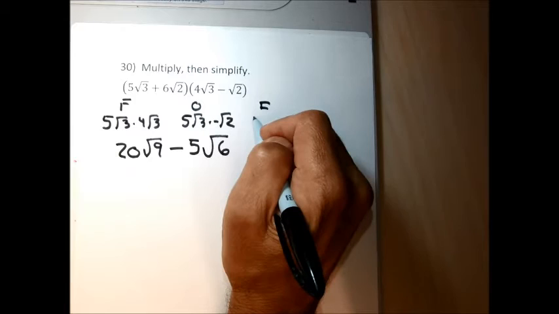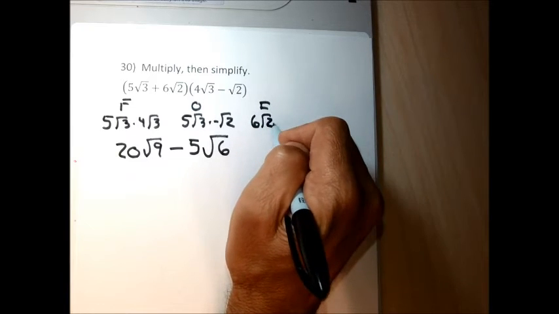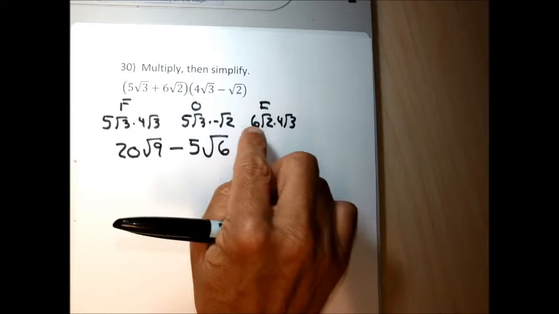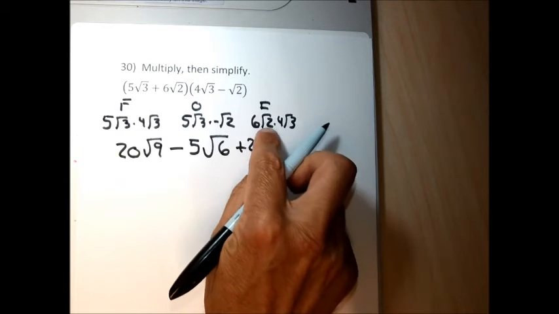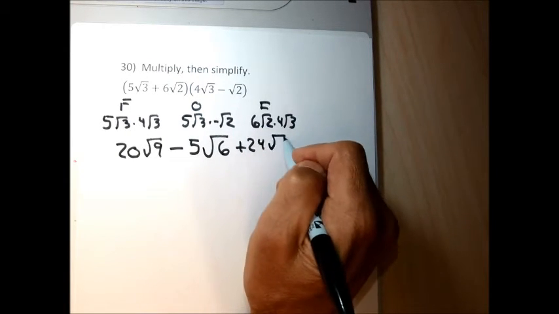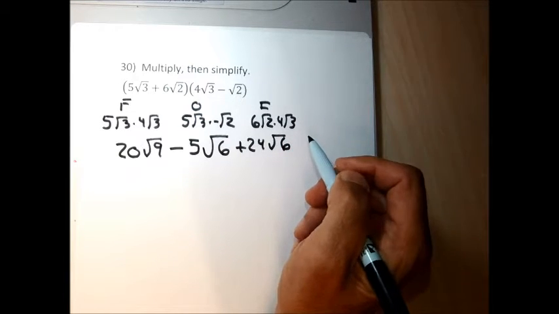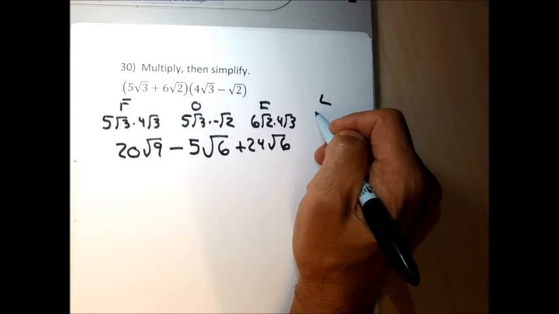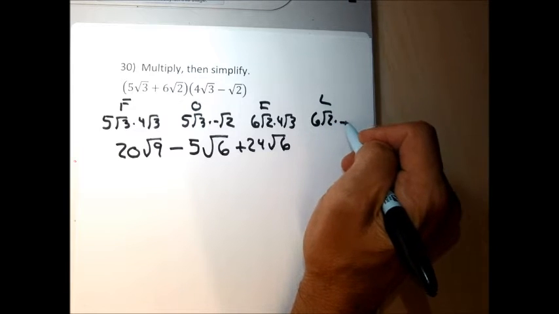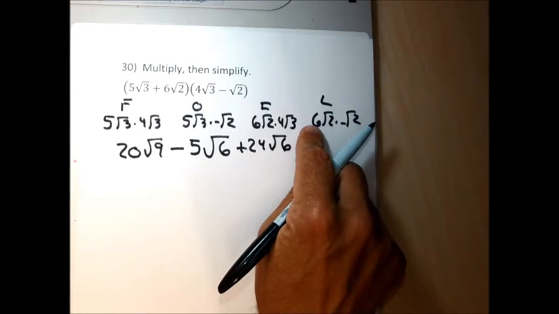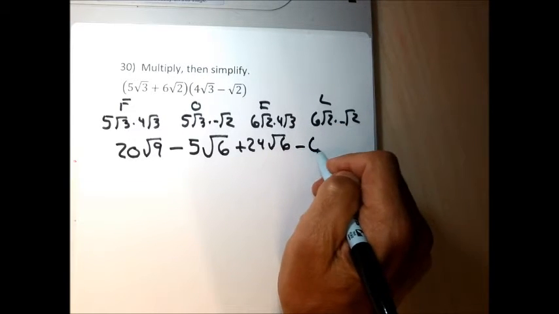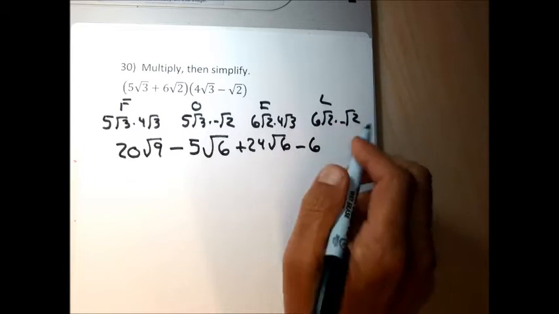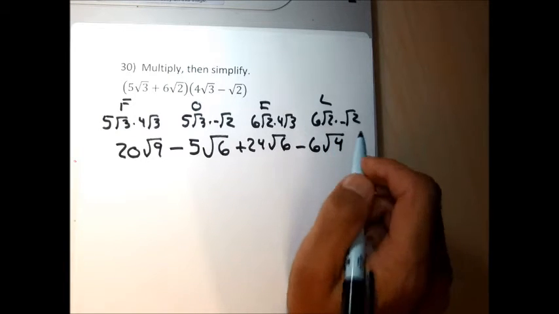For the inners, 6 square root of 2 times 4 square root of 3. I multiply outs by outs. 6 times 4 is a positive 24. Unders by unders, 2 times 3 is a square root of 6. And then lasts, 6 square root of 2 times minus square root of 2. The 6 times the minus, it's really 6 times minus 1, so you get a minus 6. And then 2 times 2 for the unders are square root of 4.